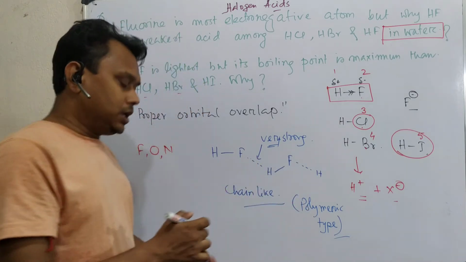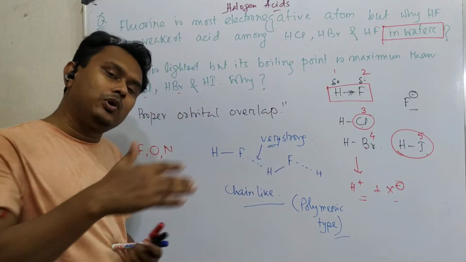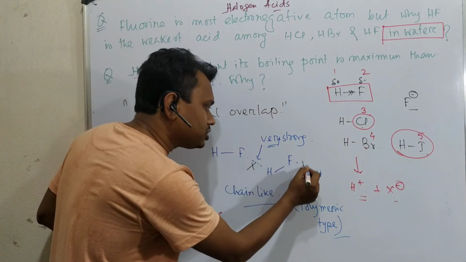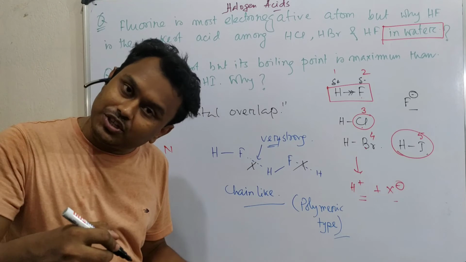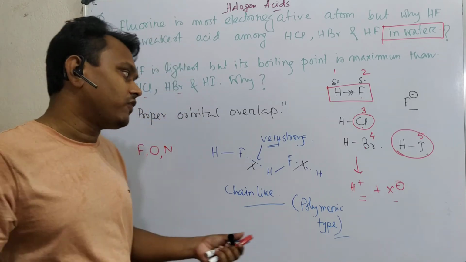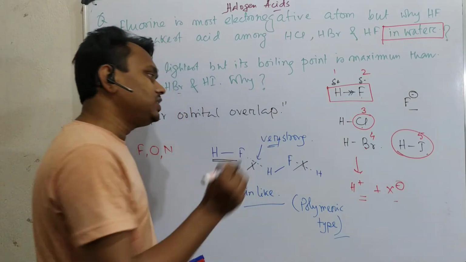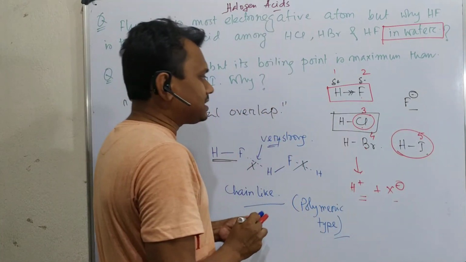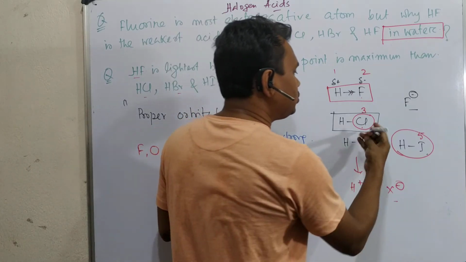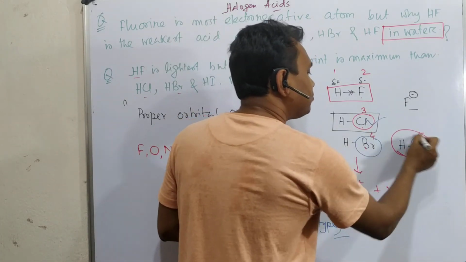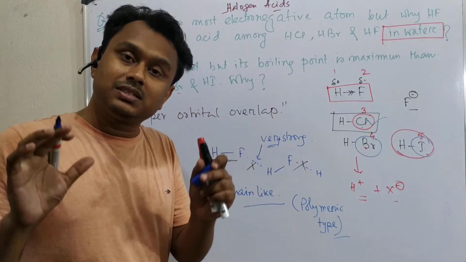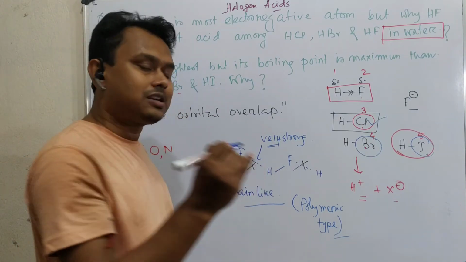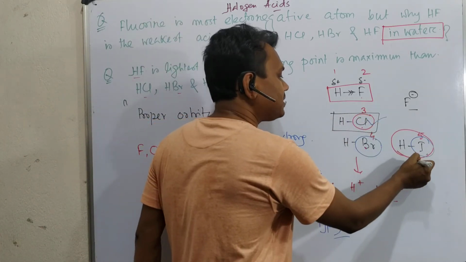Now if you want to make it liquid from gas, you have to break all these hydrogen bonds, and for that you need to put in more energy, and for that reason the boiling point of hydrogen fluoride is relatively higher. In the other cases, chlorine, bromine, iodine, the molecular weight increases, but that is not as significant as this hydrogen bonding. That's why although molecular weight increases, they remain in gas form.